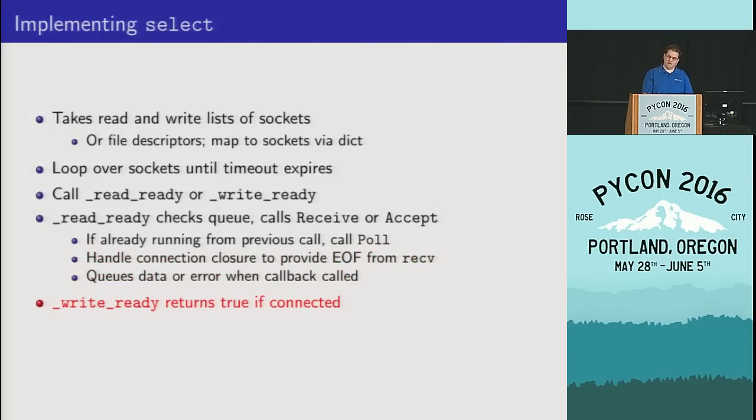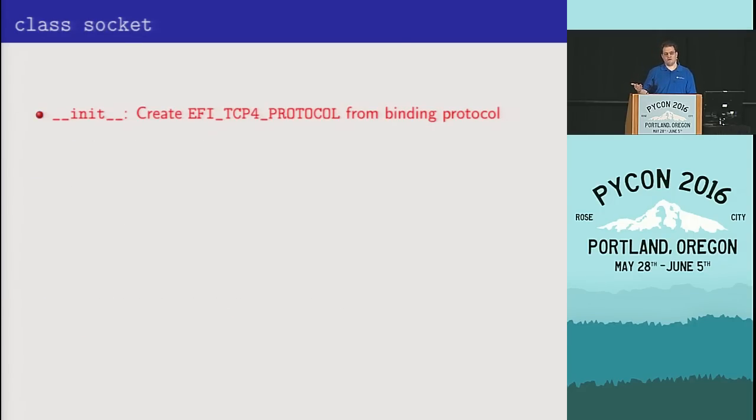And if you call write ready, that one's a lot simpler. We don't want to maintain our own queue separate from the firmware, so we just say, yes, try writing, see if it works. And that just always calls poll. So now we can build a wrapper around this.